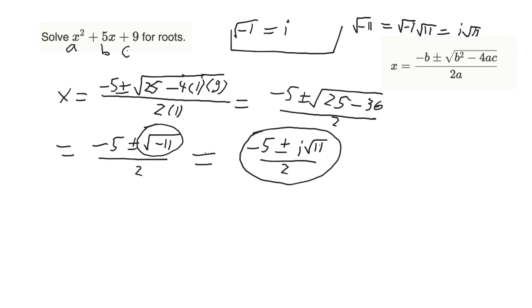One is going to be positive and one's going to be negative. So just to be very specific here, we can rewrite this as negative 5 plus i times the square root of 11, all over 2. And then another solution is negative 5 minus i times the square root of 11, all over 2.